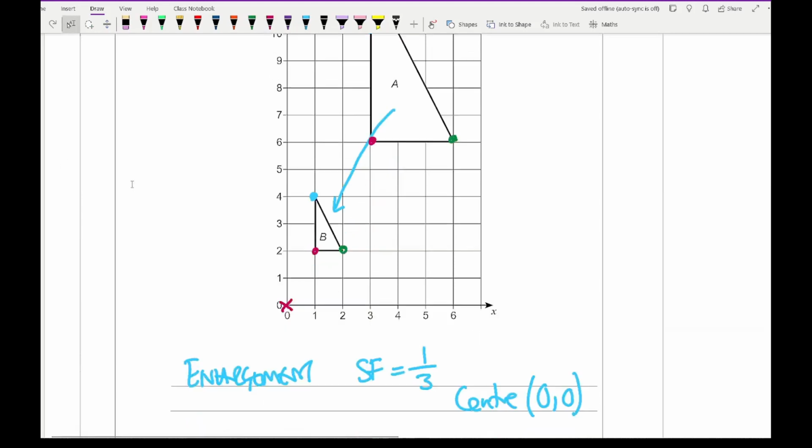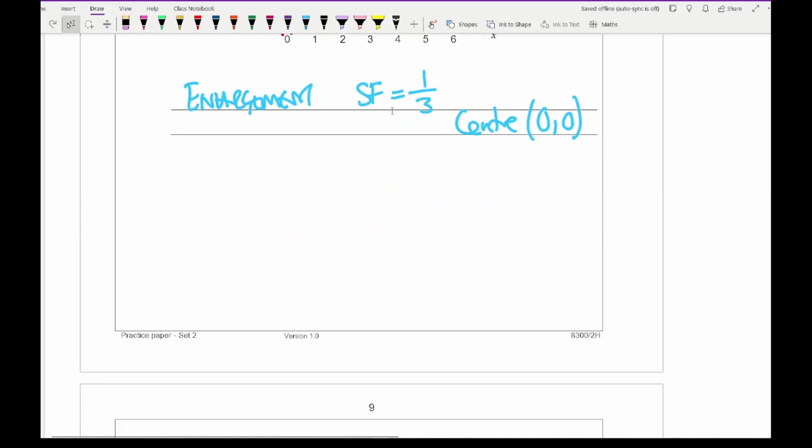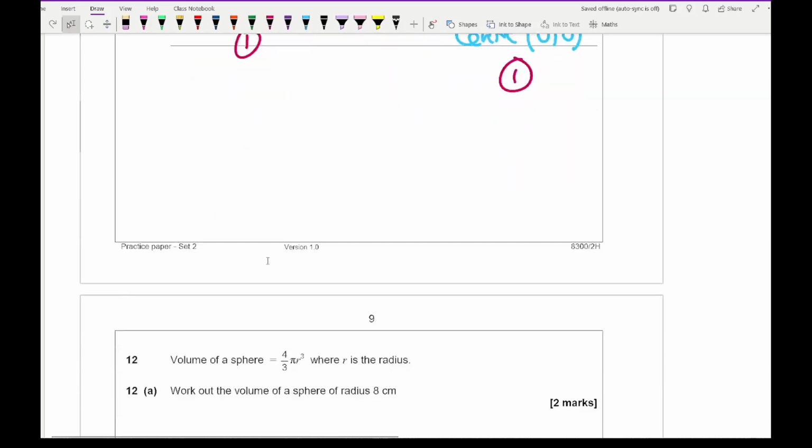You want to draw your projection lines just to make sure, but I would say you get 1 mark for each of those correct statements. So 1 mark for enlargement, 1 mark for the correct scale factor, and 1 mark for the correct center.